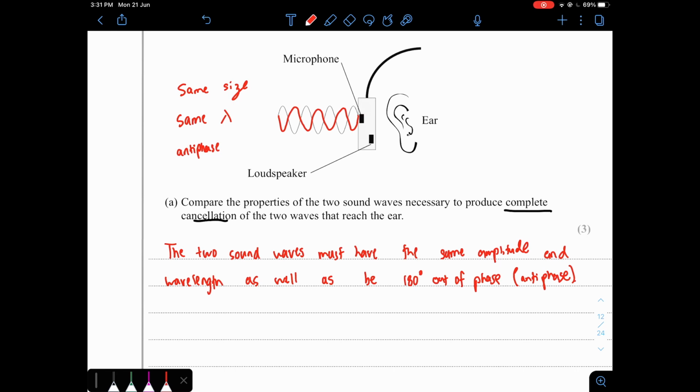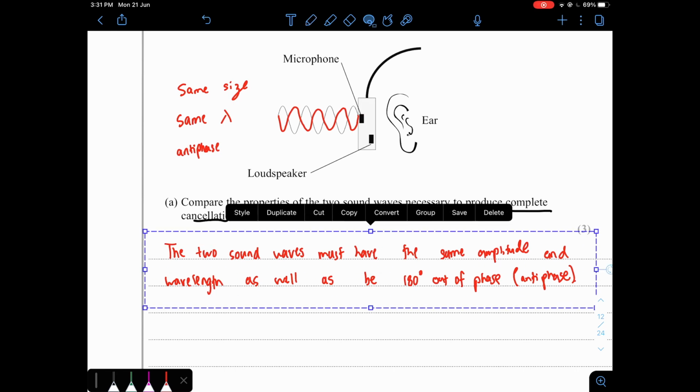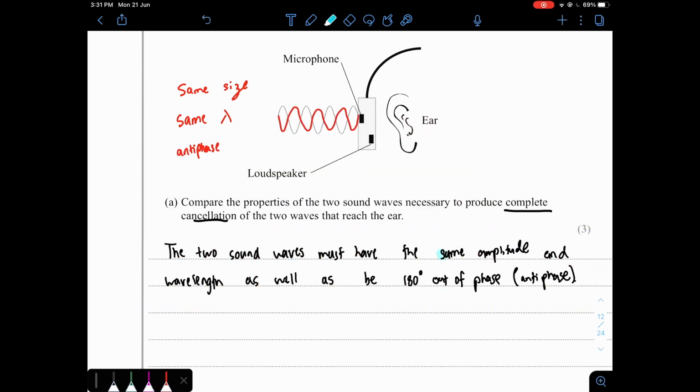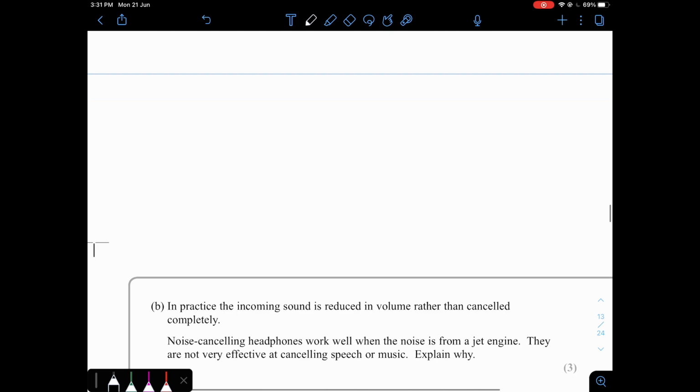That is the properties. So let me just mark this, and so what are the 3 marks? You have same amplitude is 1 mark, wavelength is another mark, and must be out of phase, or the same thing as antiphase, that's another mark. So those are your 3 marks for cancelling out the waves, right? Because if these two waves are out of phase and have these properties, then you'll get a flat line which will cancel out. There will be noise cancelling. That's the whole point.